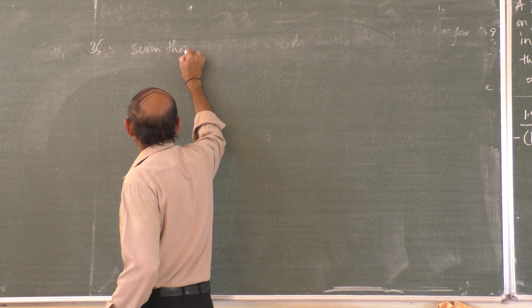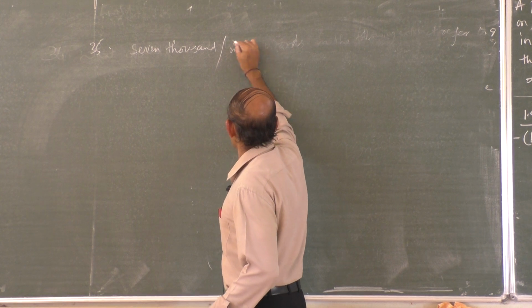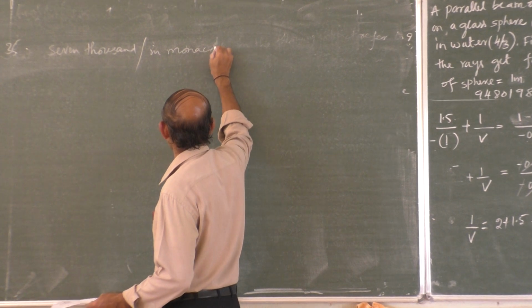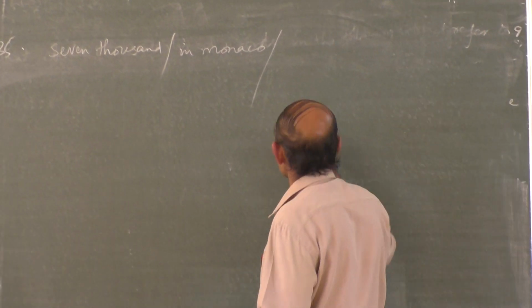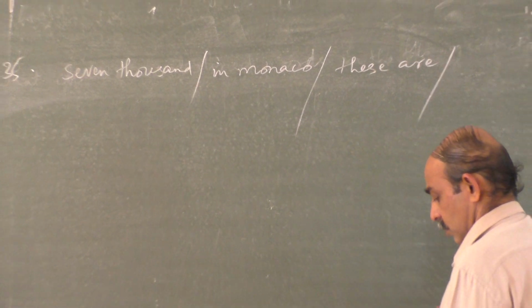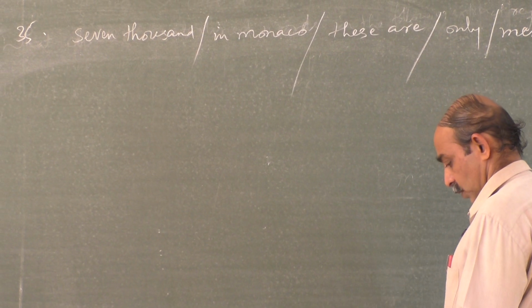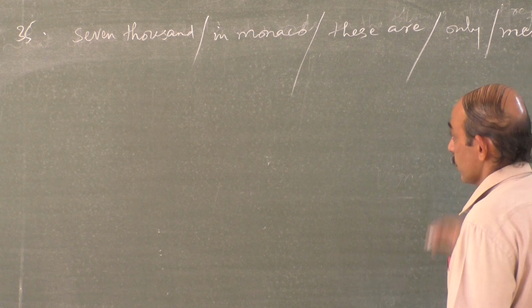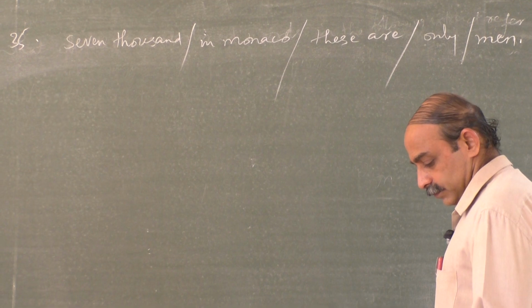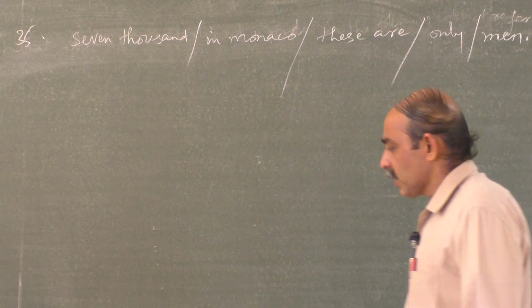7,000 in Monaco. These are only men. There is a full stop. Now, only 5 segments are available, 5 pieces available, and you have to write it for 1 mark, easily available.